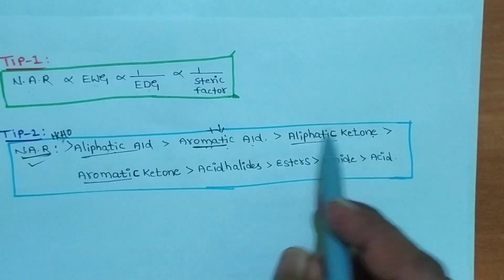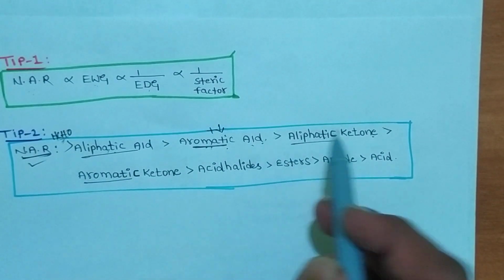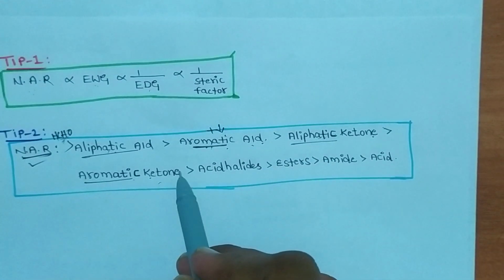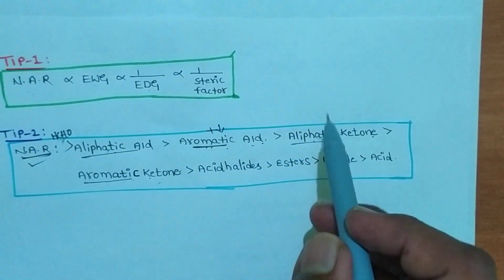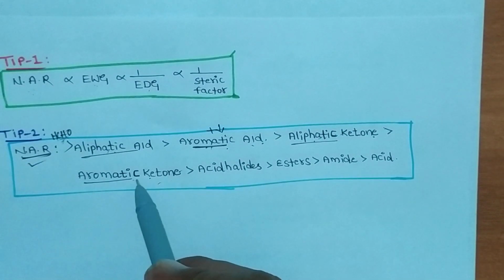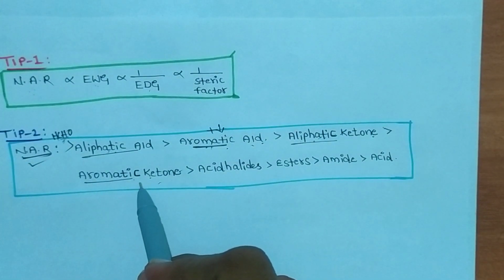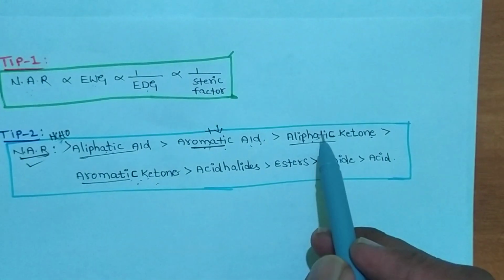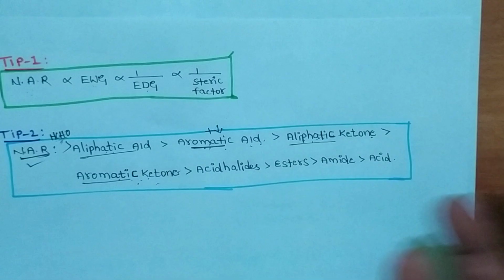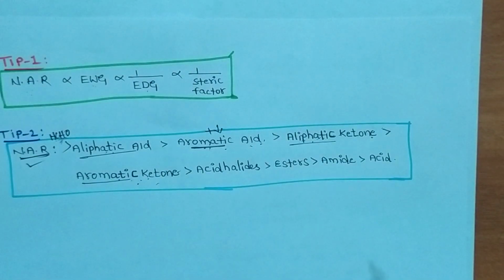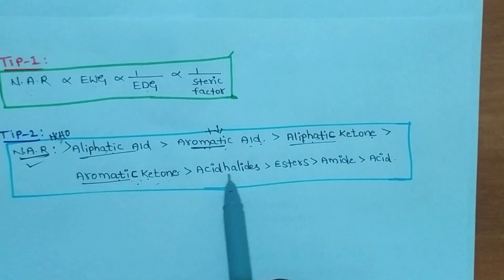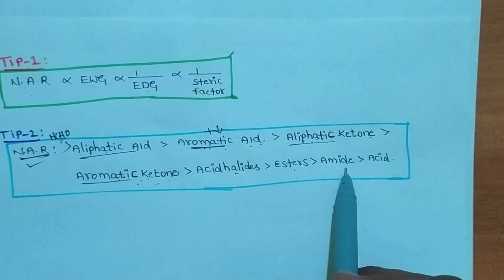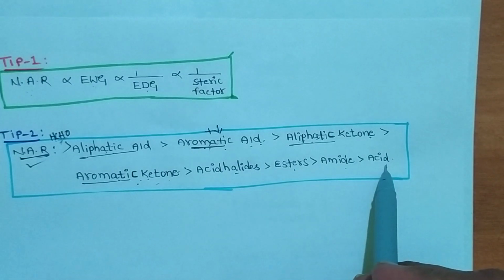Next, aldehydes and ketones: aldehydes are more reactive. Aliphatic ketones are more reactive towards nucleophilic addition than aromatic ketones because of steric hindrance. Here steric hindrance is less, here steric hindrance is more, so the aliphatic ketones are more reactive. Next, ketones are more reactive than acid chlorides. Acid chlorides are more reactive than esters, which are more reactive than amides, than acids.